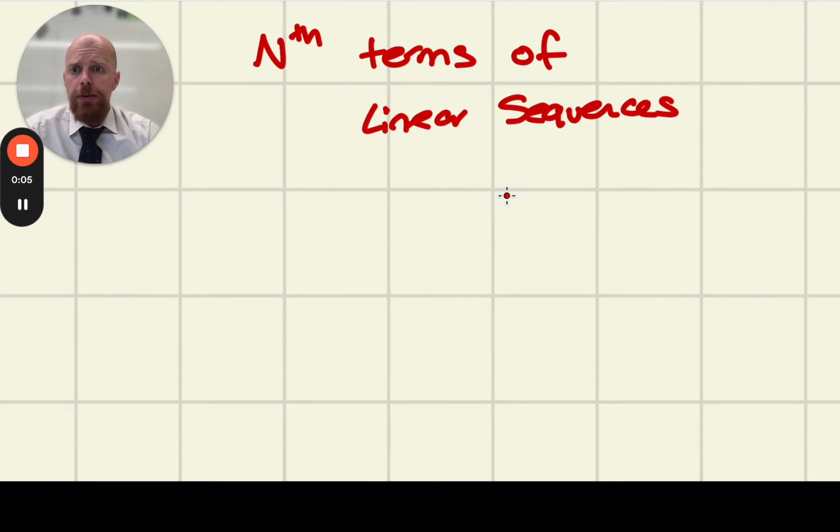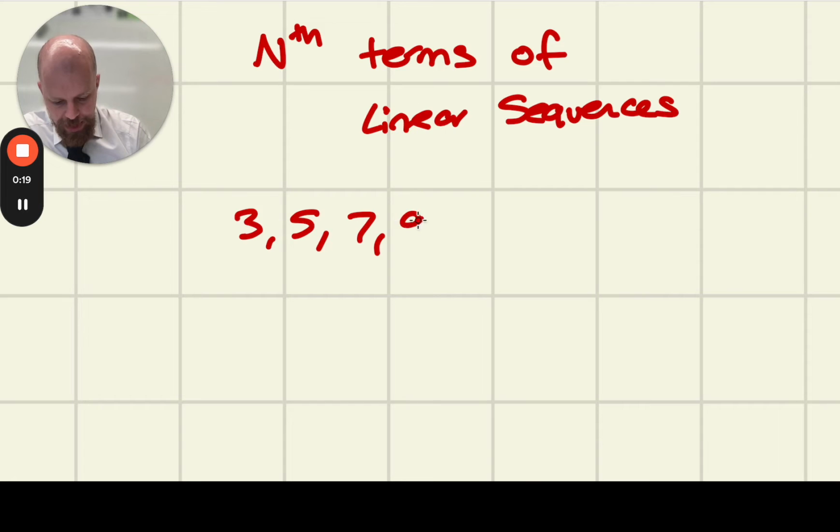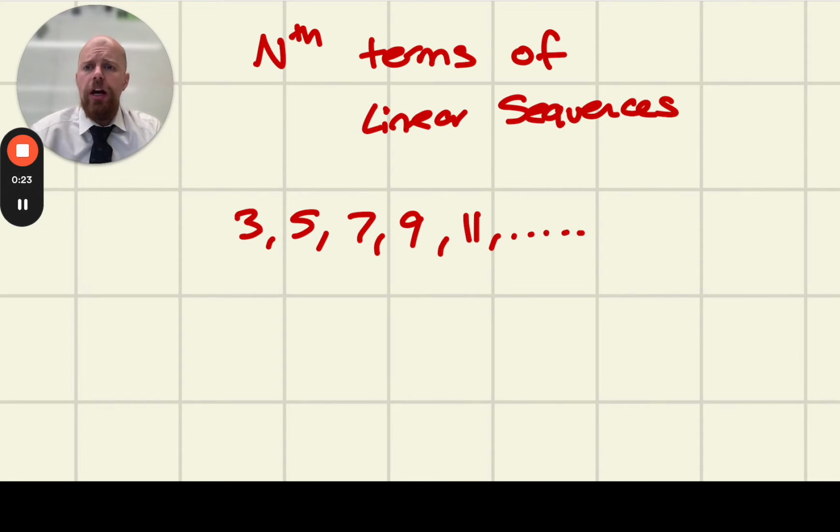In this video, we're going to be looking at finding the nth term of linear sequences. Now, a linear sequence is a sequence that goes up by the same amount each time. Let's take a basic example. Let's say 3, 5, 7, 9, 11, and so on. This is going up by 2 each time, so it's related to the 2 times tables. The rule is that we add 2.